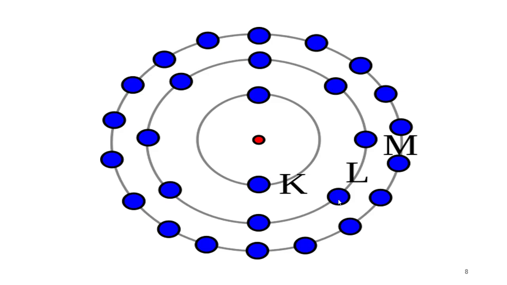Means the first energy level is K shell. It has the lowest energy, and then the second energy level is L shell. It has more energy than K shell. The third energy level is M shell. It has more energy than K and L shell, and so on.